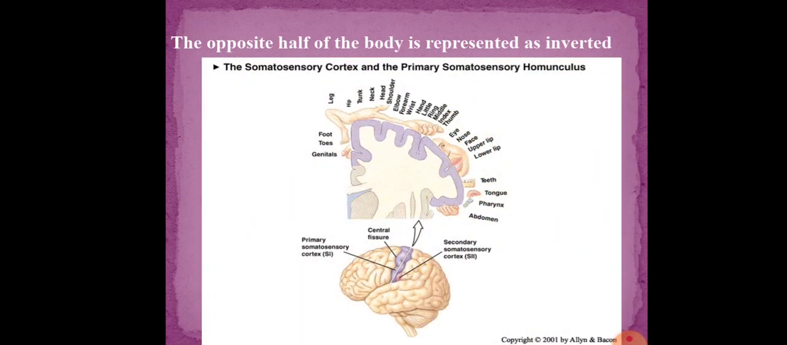The body also is represented inverted. The head located inferiorly and the limbs and genitalia located on the medial surface.